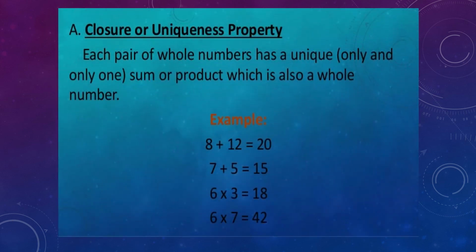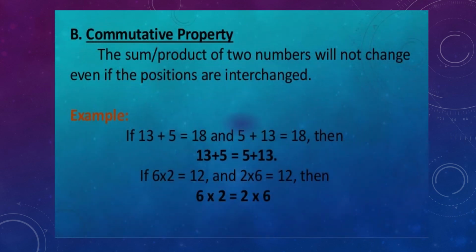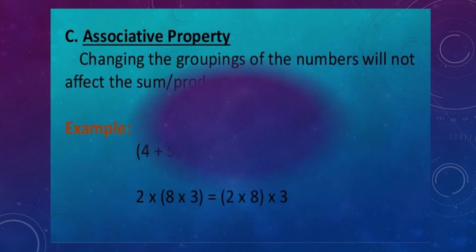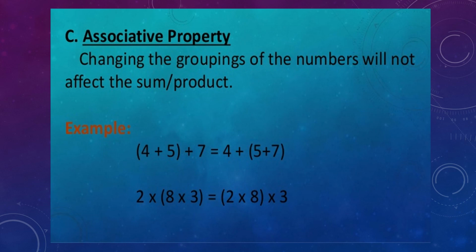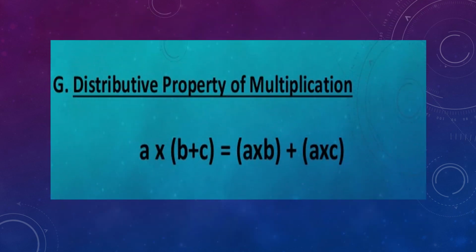Now a quick revision of all the properties of addition and multiplication. First property is closure property. Each pair of whole numbers has a unique sum or product which is also a whole number. Next is commutative property. The sum or product of two numbers will not change even if the positions are interchanged. Next is associative property. Changing the groupings of the numbers will not affect the sum or product. Now the distributive property of multiplication over addition.